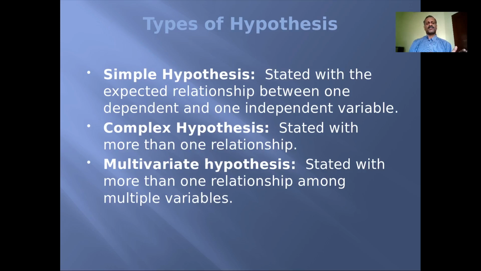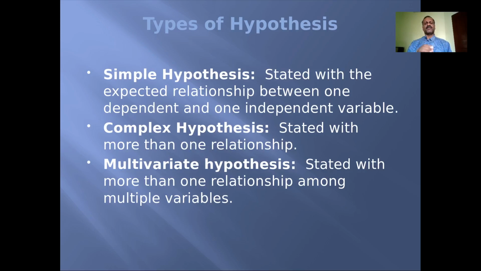The first type is called the simple versus complex hypothesis. What is a simple hypothesis? As I stated before, it is the expected relationship between one dependent variable and one independent variable. This is a simple hypothesis.